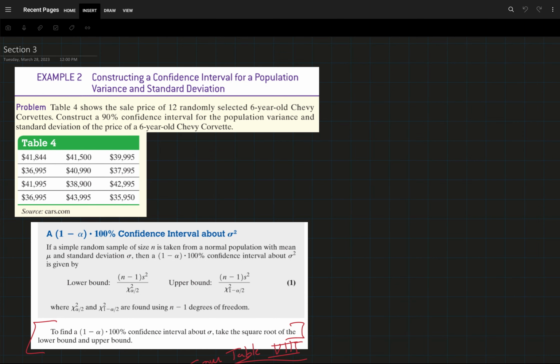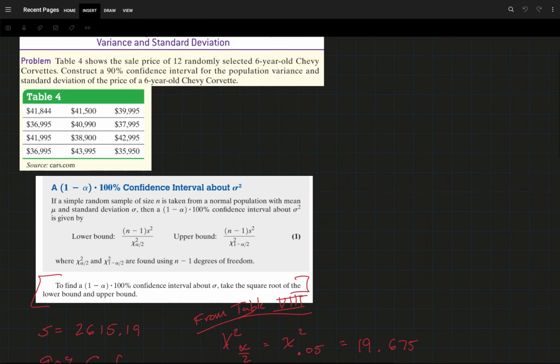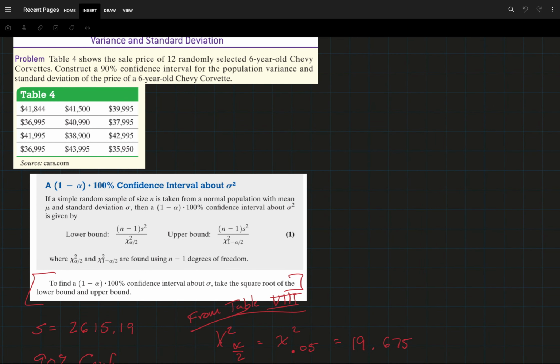So there's table 4. It's just 12 values, 12 random prices. And then below that, I have the information we're going to need for the problem, how to calculate the lower and upper bounds of your variance and/or your standard deviation. Remember, variance is sigma squared, standard deviation is sigma. So this gives us the sigma squared value. We'll then take the square root of it to come up with the sigma value. As you can see, that's what this note at the bottom that I've highlighted says: to find the confidence interval about sigma, take the square root of the upper and lower bounds. So we always have to remember to do that at the end.